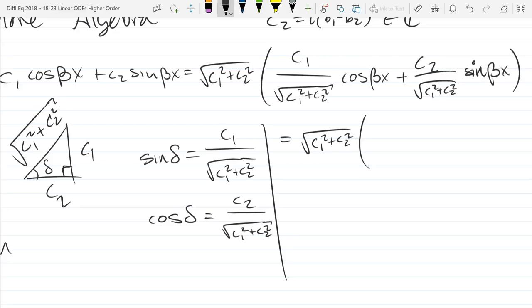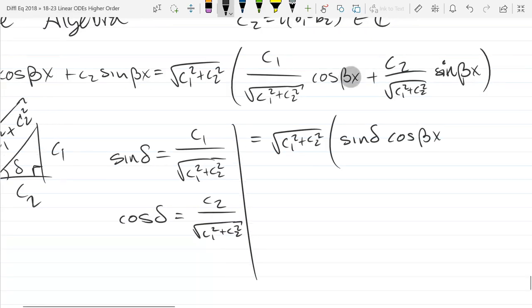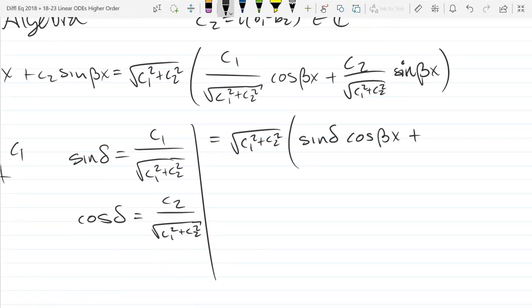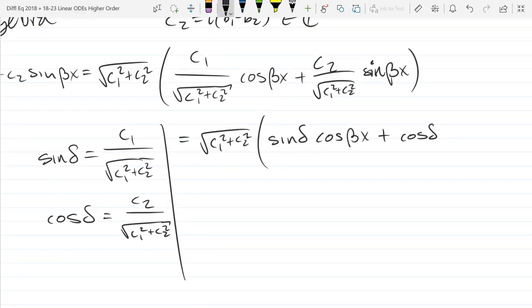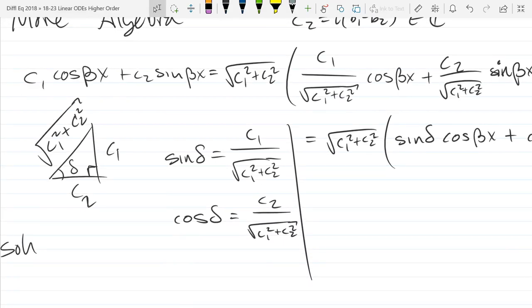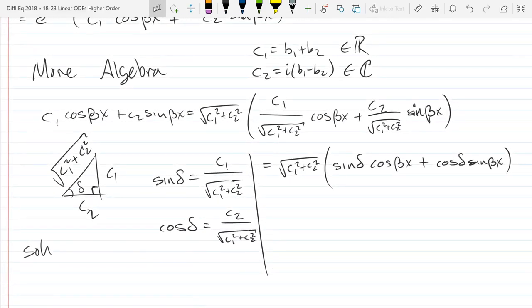So we have sine delta cos beta x plus cos delta sine beta x. Was there any reason for choosing the delta on that side? If you choose it on the other one, the sine delta and cosine delta would be closer.